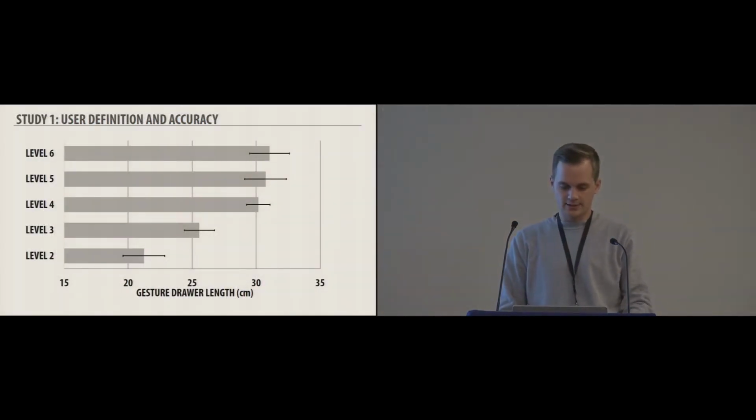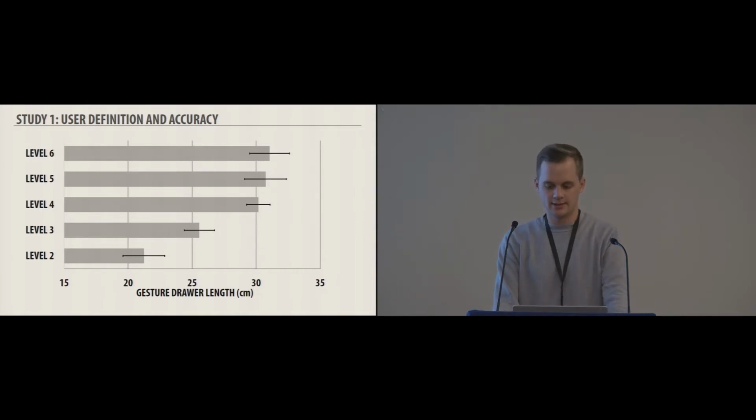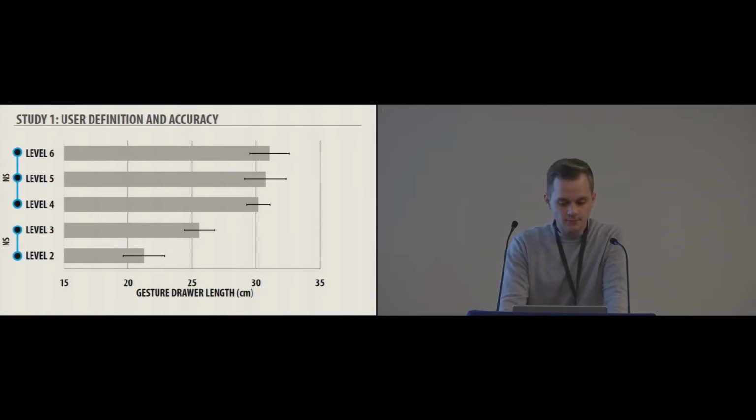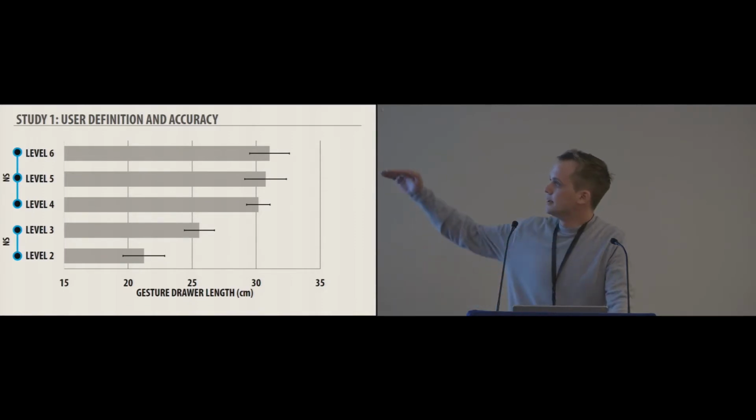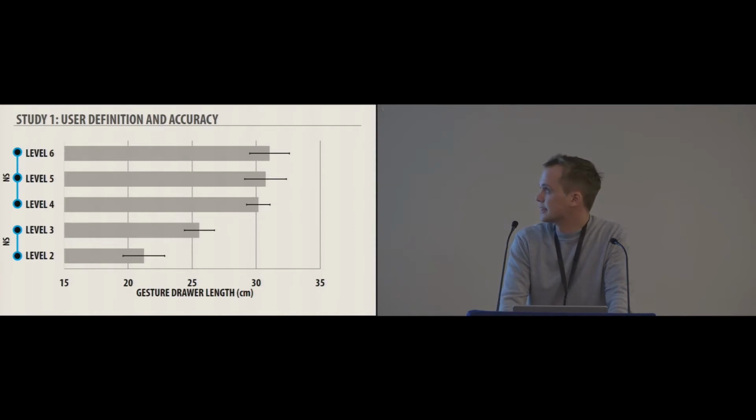What we found out is that the user-defined length peaked at level 4 with an average length of 30 centimeters and stopped increasing after that. We see that we have no significant difference in levels 4 to 6, and below that the length gets increased gradually to those 30 centimeters. We argue that this peak is caused by comfort.